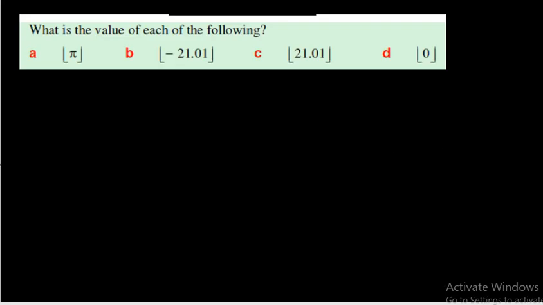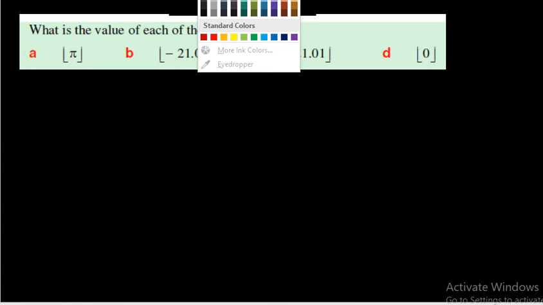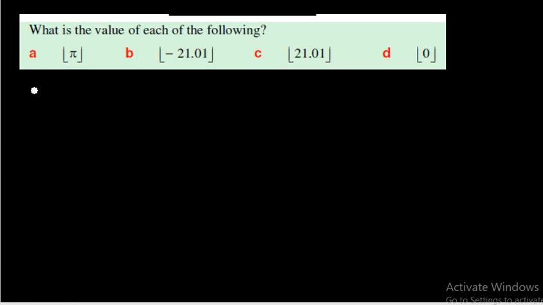The first example says the number is pi. We are asked to find the floor of pi. Pi by itself is 3.14. So the floor of 3.14 is just 3.